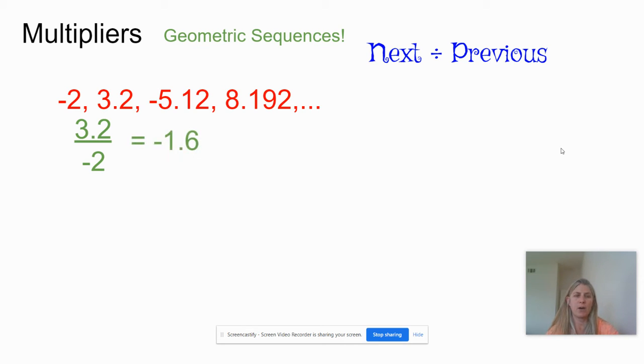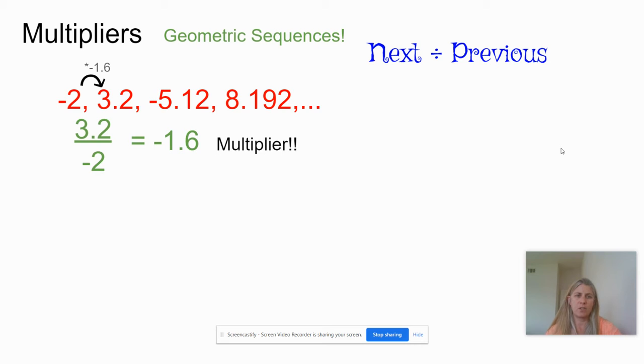And so we know when we plug that in our calculator that 3.2, or 3 2/10, divided by -2 is equal to -1 6/10, or -1.6. So this is our multiplier. Now at this point, we want to make sure that that multiplier works for all of the terms. We want to check this in our calculator every time, because if one of them is different, then it's no longer a geometric equation.